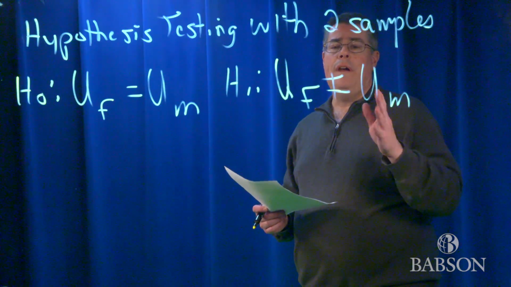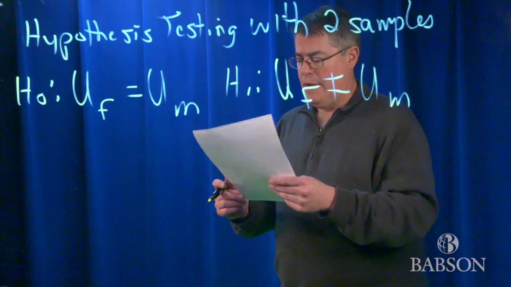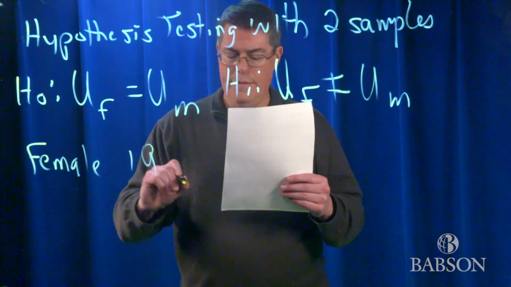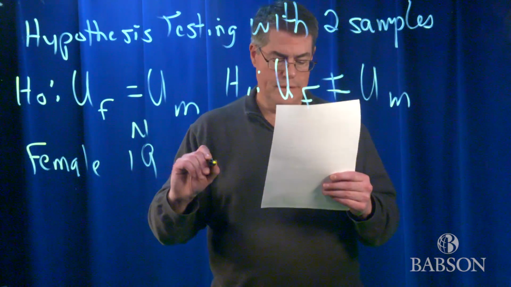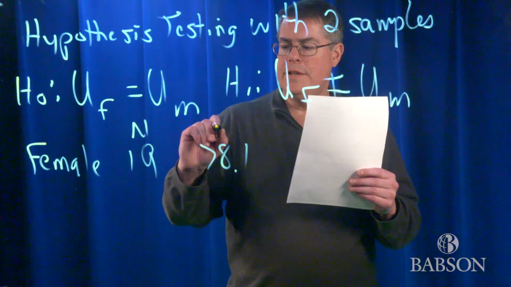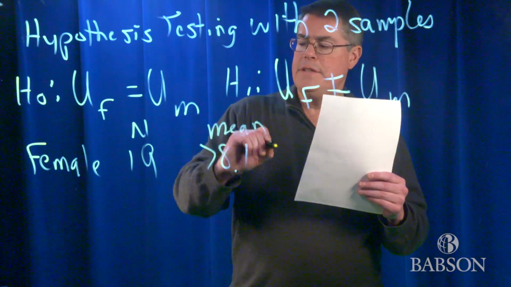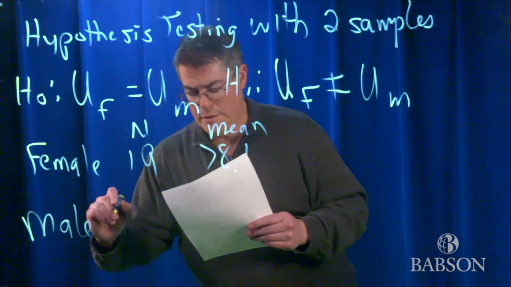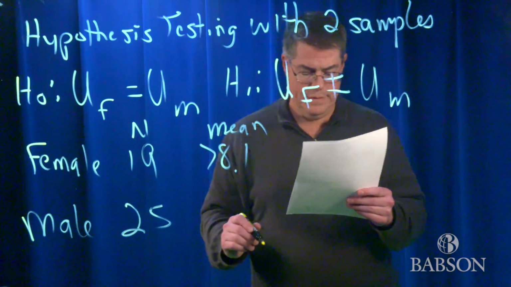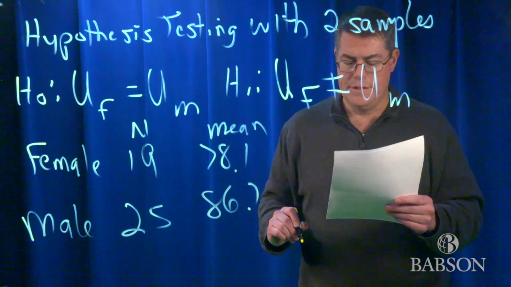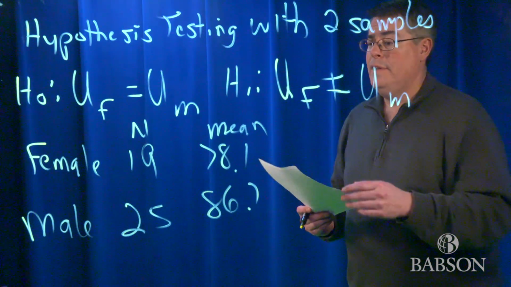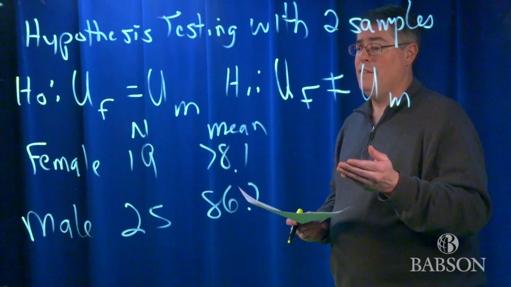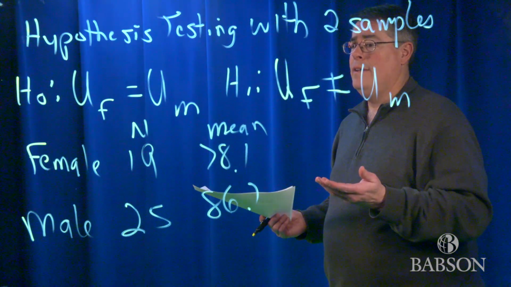So from here, we can take a look at some of the sample data. For the females, we had 19 females. That was our sample size. Their mean average starting salary in the sample of 19 was $78,000. For the males, where there were a few more, 25, their average starting salary was $86,700. So there's an over $8,500 difference in those salaries. Looks like there might be some gender bias.